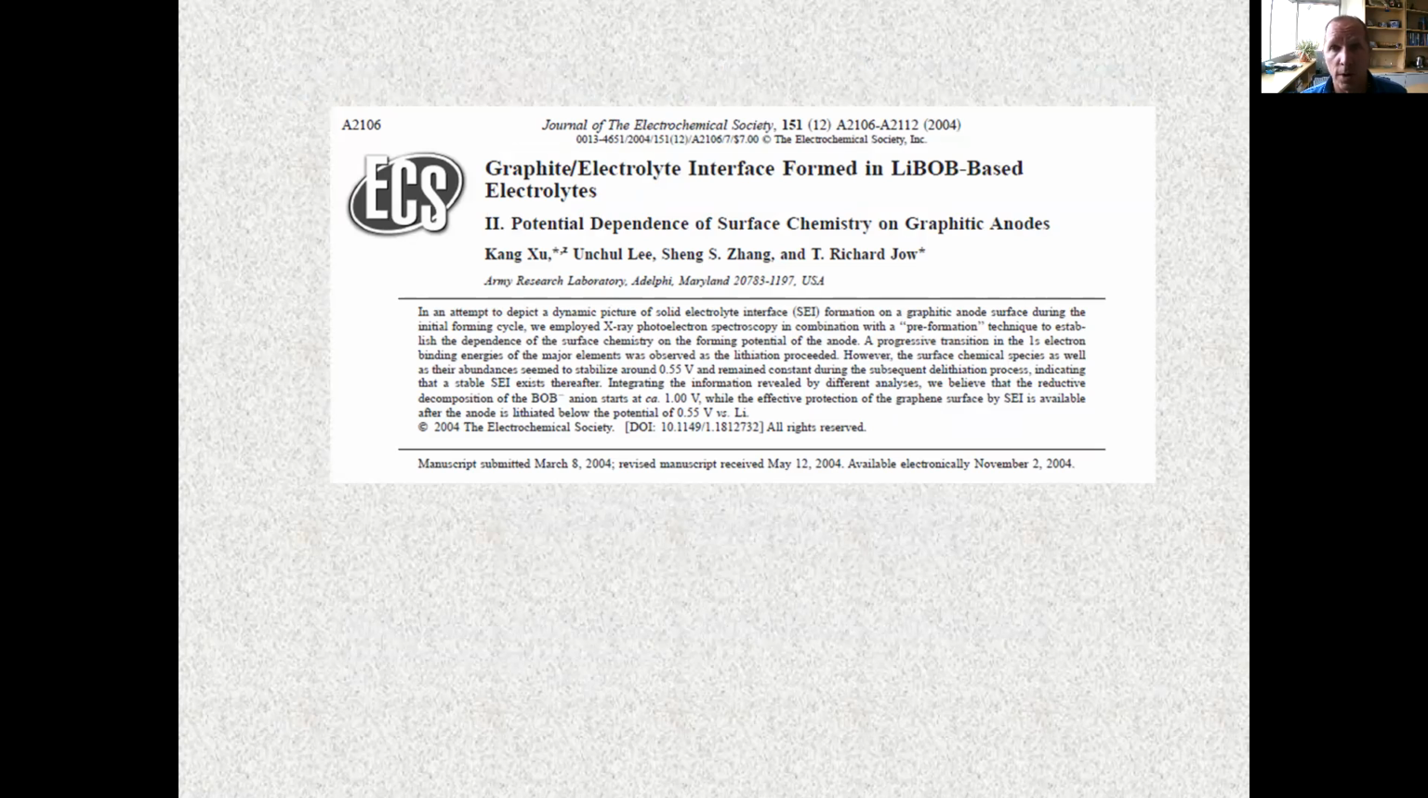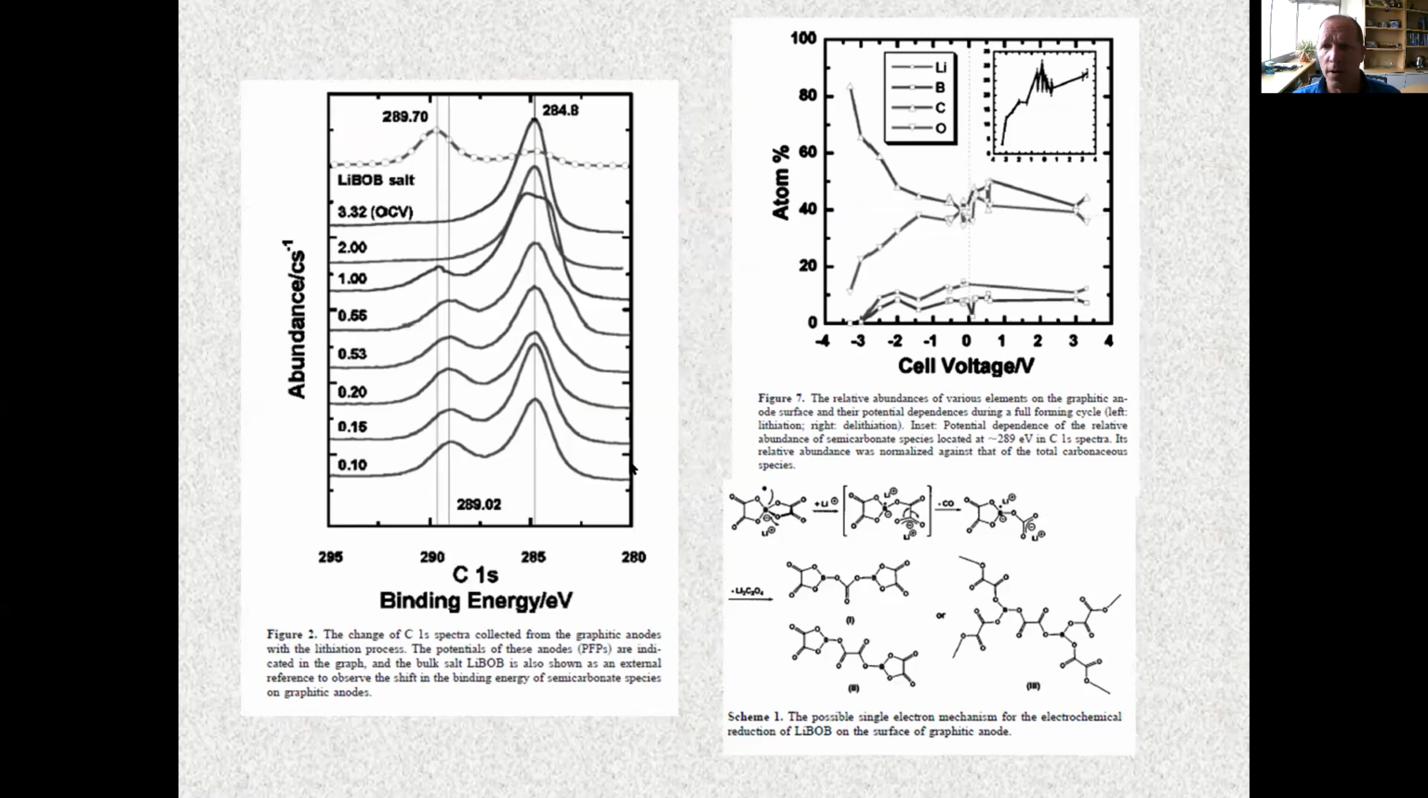Similar investigations were conducted with LiBOB. LiBOB was investigated not only as an alternative salt, but also as an alternative additive, and that's because it generates a more stable anode SEI. The LiBOB is reduced on the surface of the anode, and what we observe is oxalato species. We see significant deposition of the oxalato species as we drop the potential of the cell.